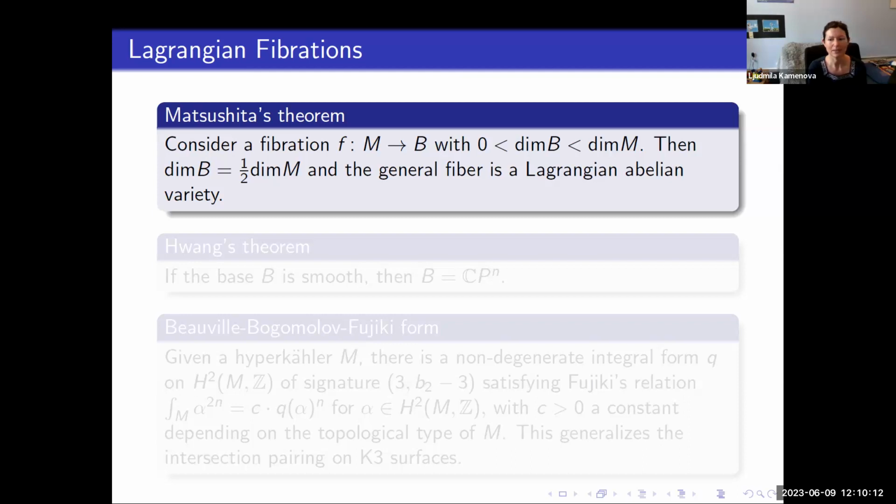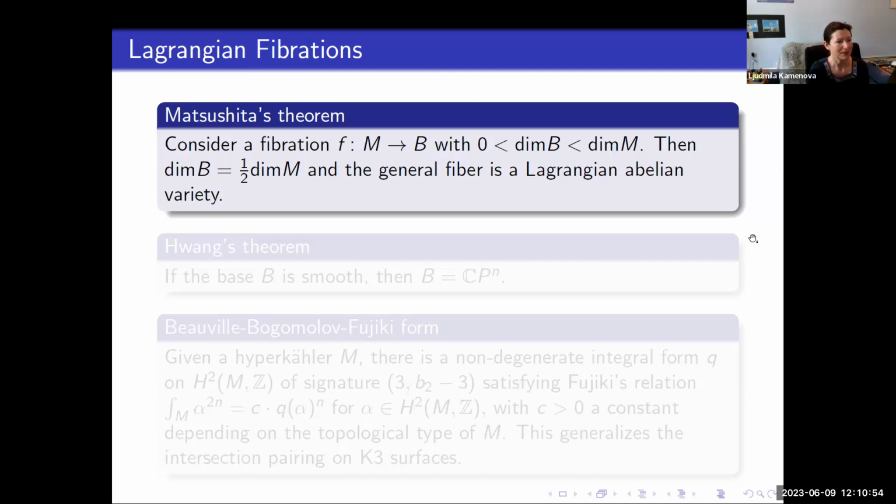And the same is true in the case of hyperkählers. So if you have any fibration from a hyperkähler manifold to some base of positive dimension, then it's very restrictive actually. The dimension of the base is precisely half of the dimension of the total space, and the general fiber is a Lagrangian abelian variety. It's Lagrangian with respect to the holomorphic 2-form.